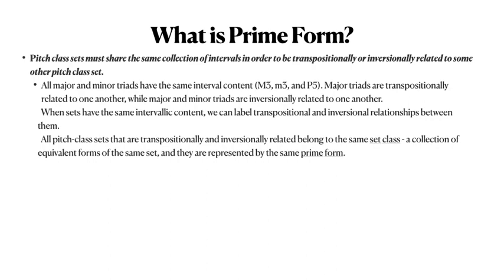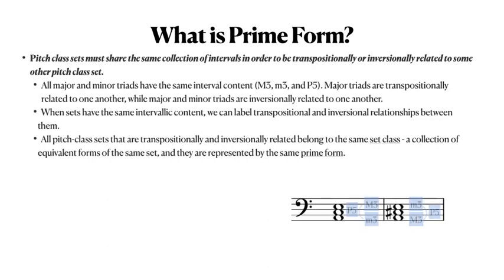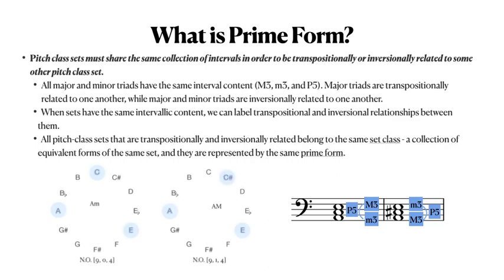Pitch class sets have to share the same collection of intervals in order to be transpositionally or inversionally related to some other pitch class set. This is most easily grasped by remembering that all major and minor triads have the same interval content: major third, minor third, and perfect fifth. Major triads are transpositionally related to one another, while major and minor triads are inversionally related to one another. So like A major and A minor, we can see that this pizza-shaped triangle should be flipped from A minor in order to create A major, because they have the same intervals inside.